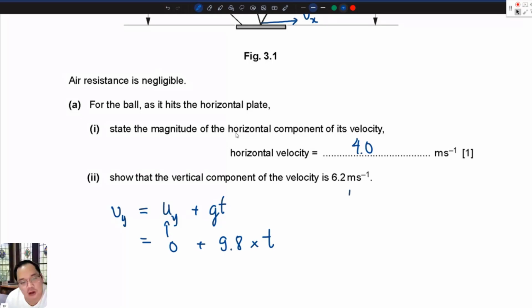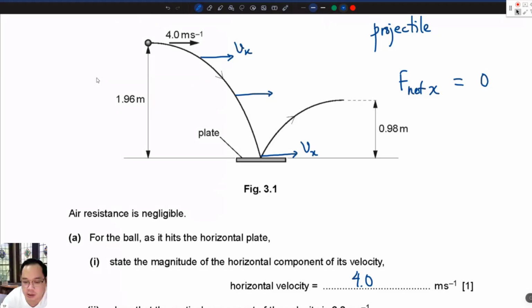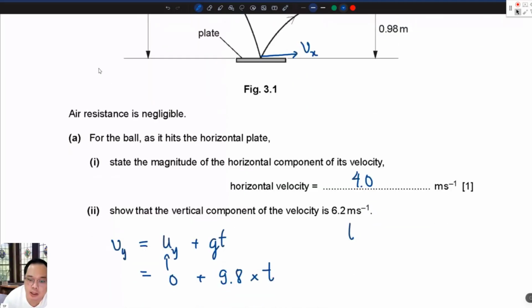To calculate the time, we use another formula for the height. The height the object falls is 1.96 meters. That height is denoted by the letter s, equal to ut plus 1/2 at squared. This formula is called the SUVAT, the big four equations that I taught you like 2 months ago. From this formula, u is still 0, and you can determine the time. For the vertical component velocity, there's another method which is faster.